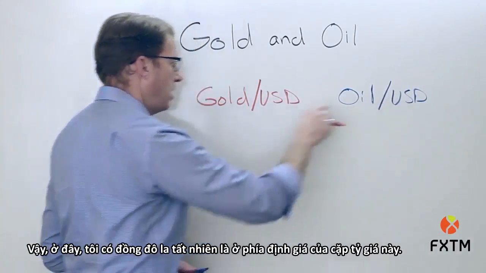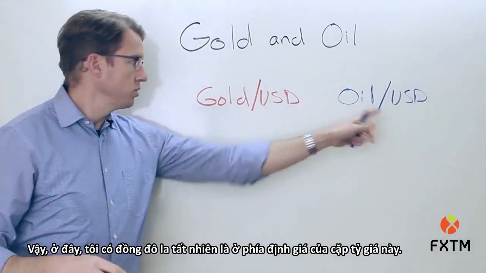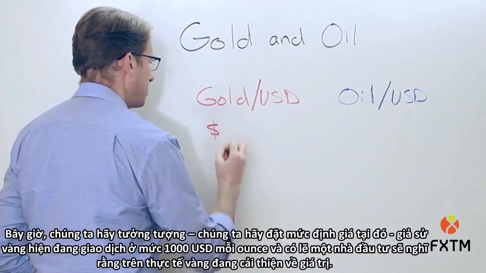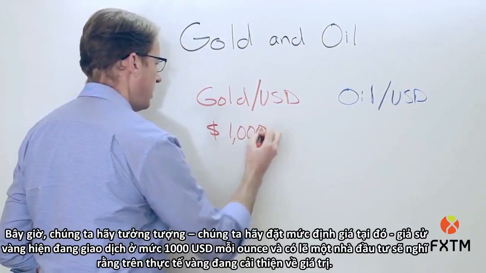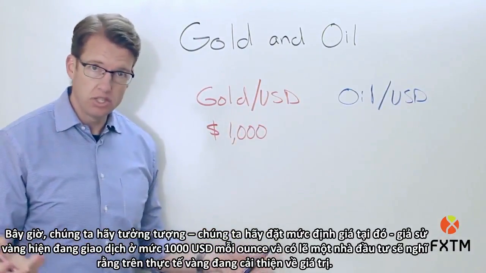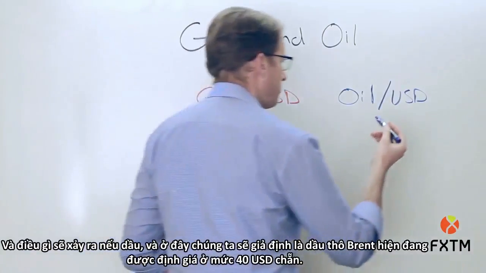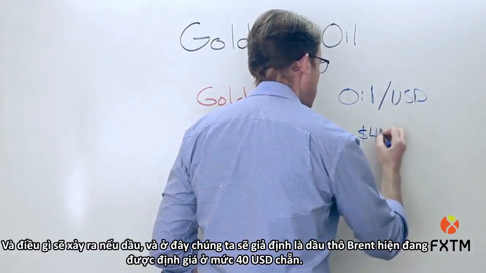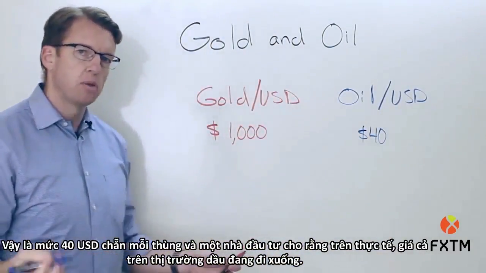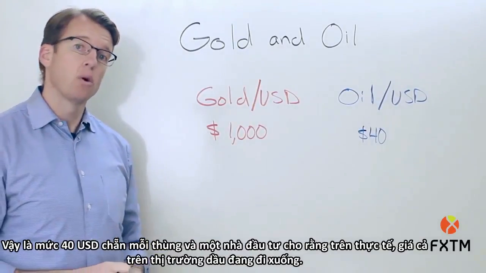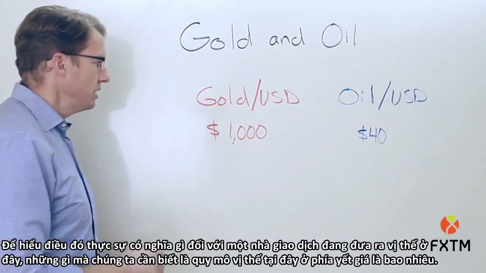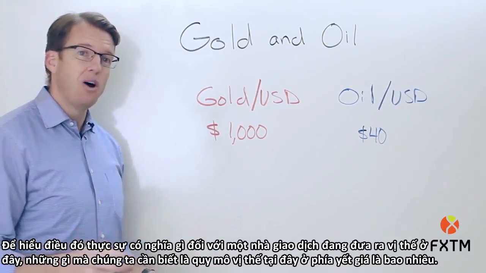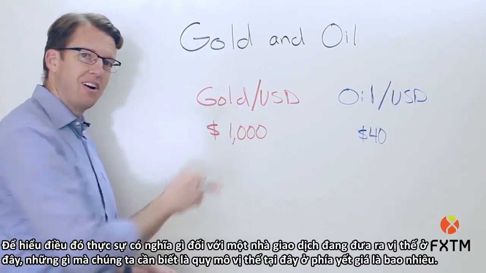So here I have the dollar, of course, over on the quote side of this pair. Now let's imagine that gold is currently trading for $1,000 an ounce, and perhaps an investor thinks that gold is actually going to improve in value. What if oil, and here we'll say Brent crude, is currently priced at $40 even per barrel, and an investor thinks that prices in the oil market are going to go down. In order to understand what that means to a trader who's taken a position here, we need to know the size over here on the base.